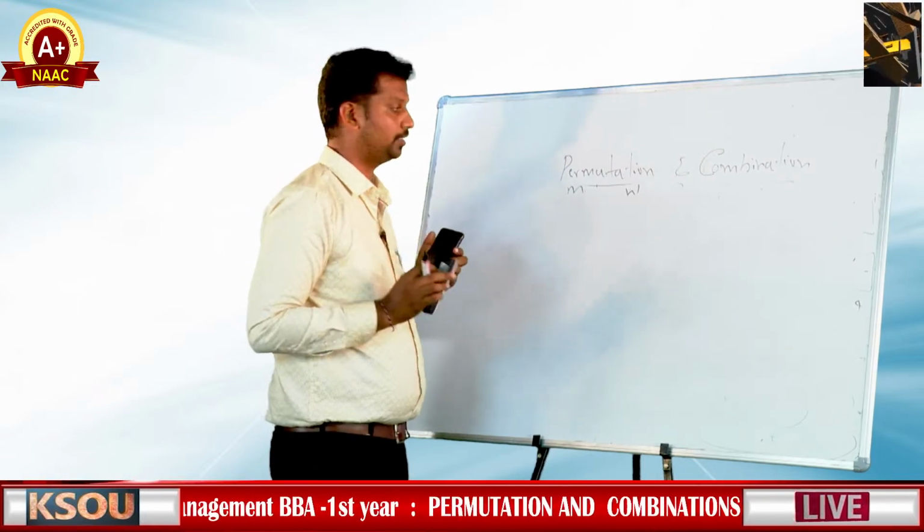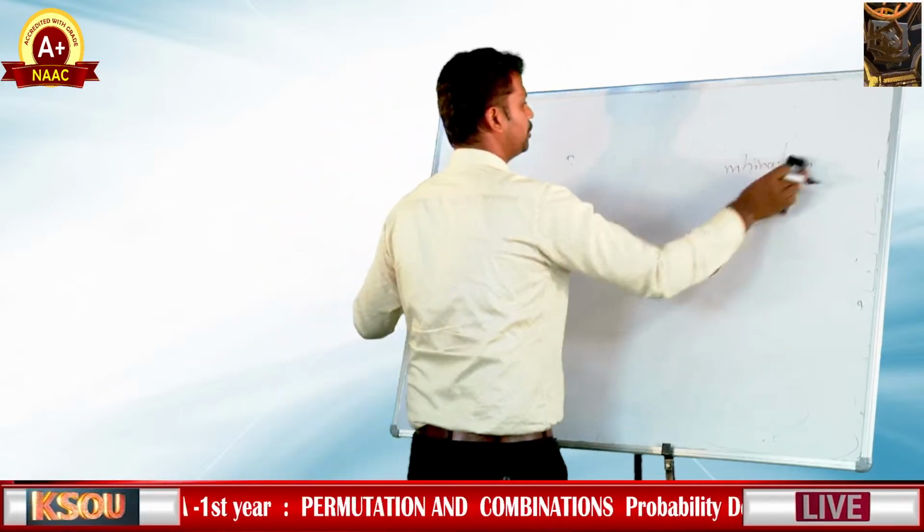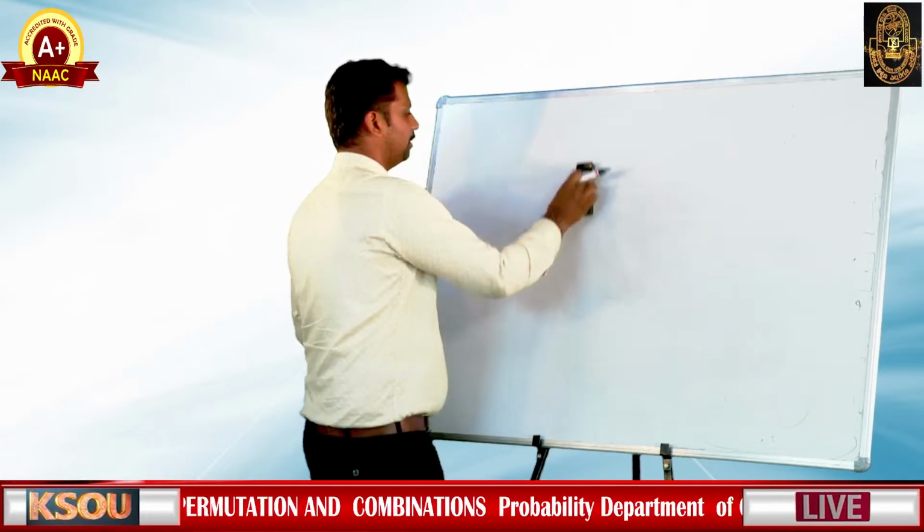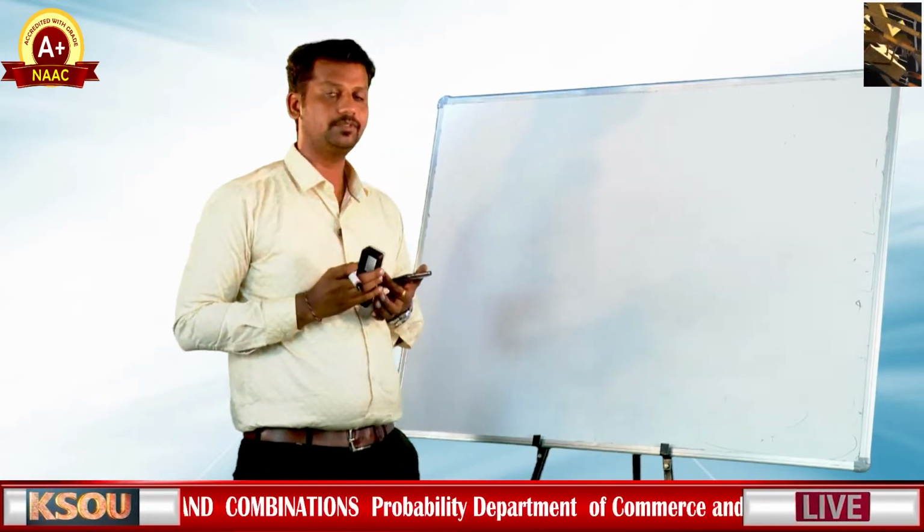Permutations and combinations. Let us go to the next unit, called probability. What is probability?